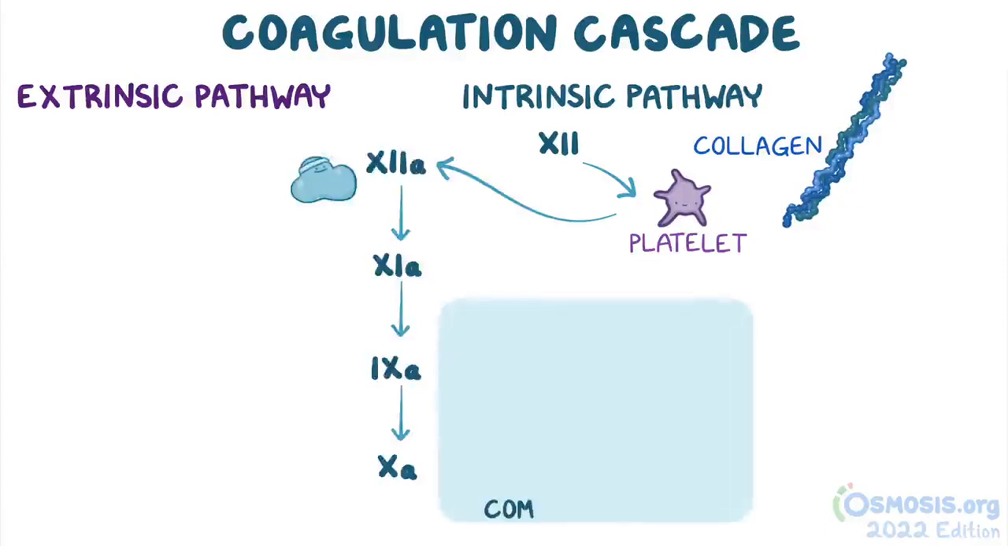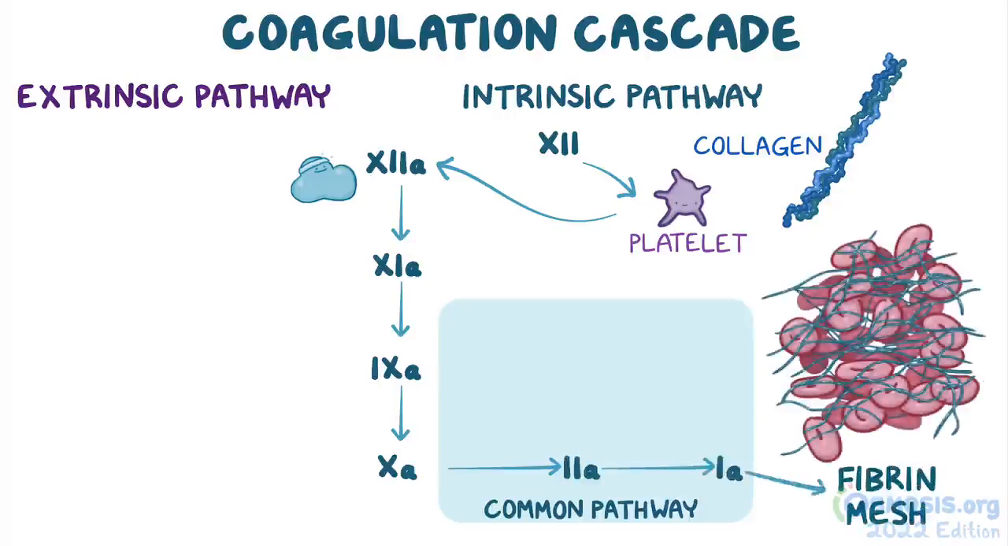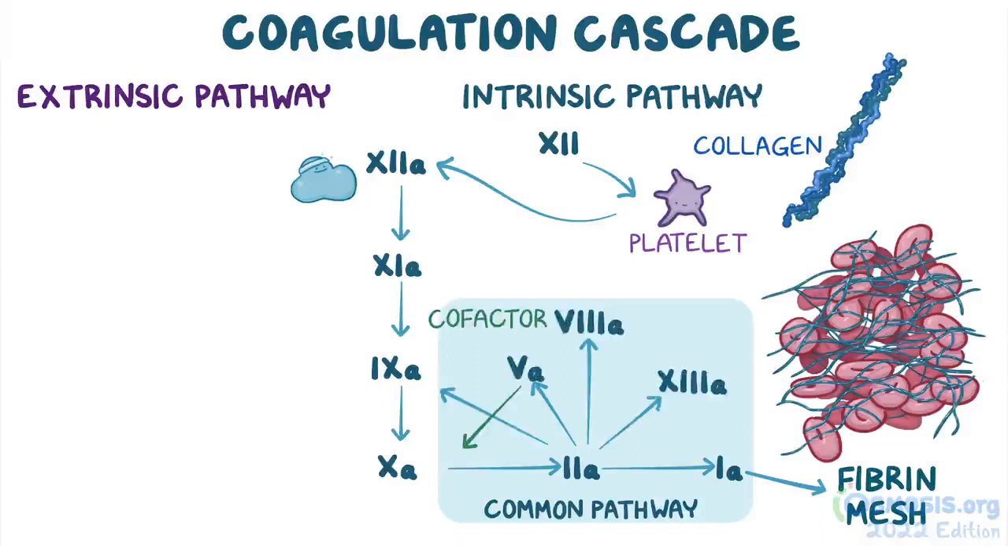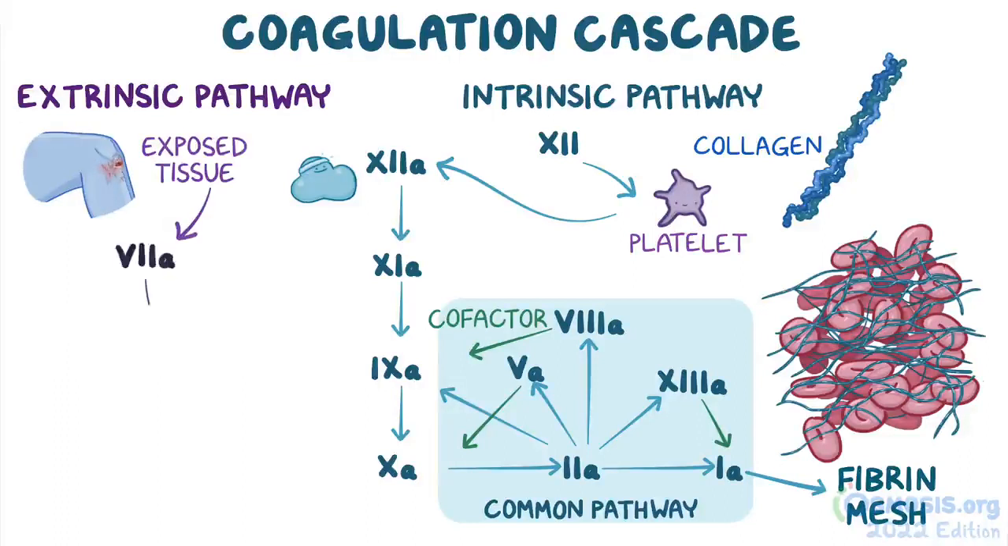Factor 10A starts the common pathway, where it activates factor 2, or thrombin, which activates factor 1 that builds the fibrin mesh. When factor 2 gets activated, it also activates 4 other factors, 5, 8, 9, and 13. Factor 5 gets activated and acts as a cofactor for 10. Factor 8 acts as a cofactor for factor 9. And factor 13 helps factor 1, or fibrin, form crosslinks. In the extrinsic pathway, exposed tissue factor activates factor 7, which activates factor 10 and starts the common pathway.